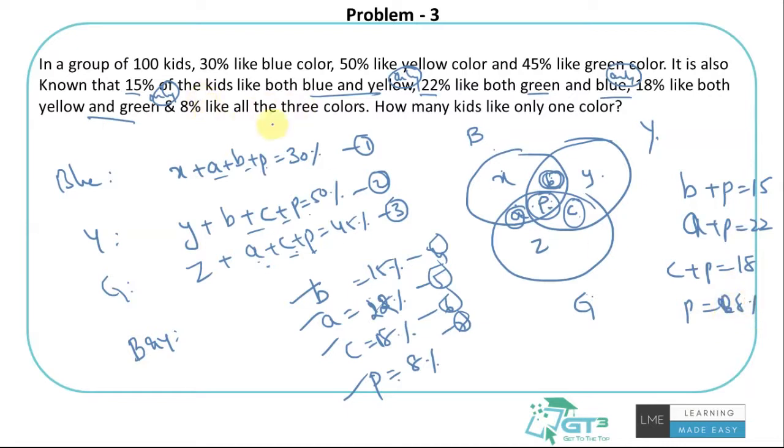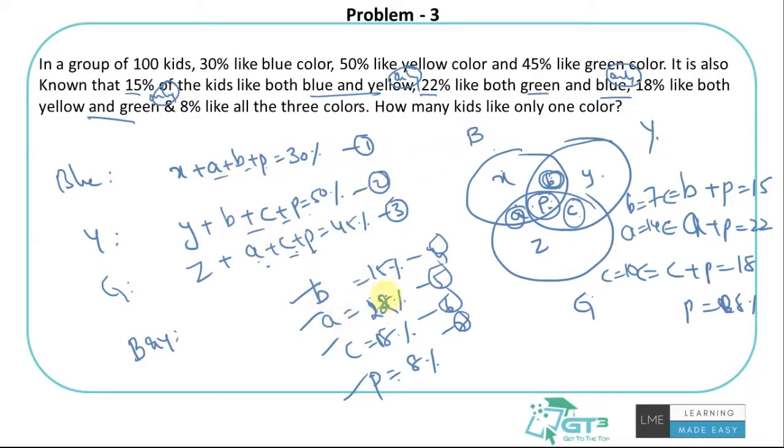8% is like all three colors. So if I know P is 8, then that automatically implies C is 10, this implies A is 14, and this implies B is 7. I can also do it the other way. As I said, the answers would come out different, but you can calculate. There's nothing different in terms of complexity in solving. It's just about how the answers would vary. So let me do it with this.